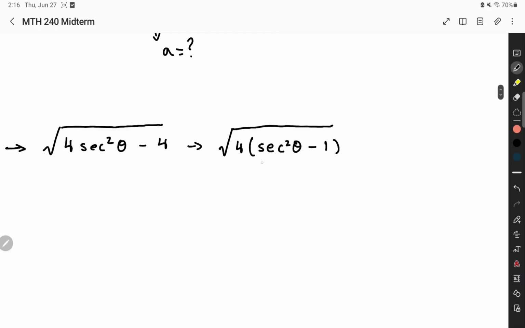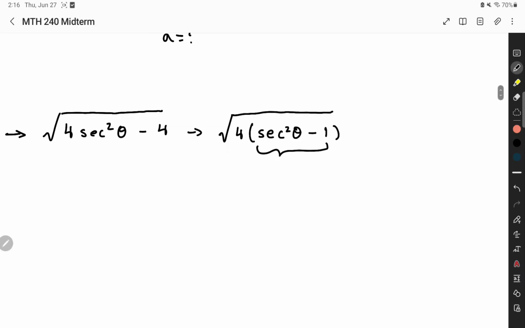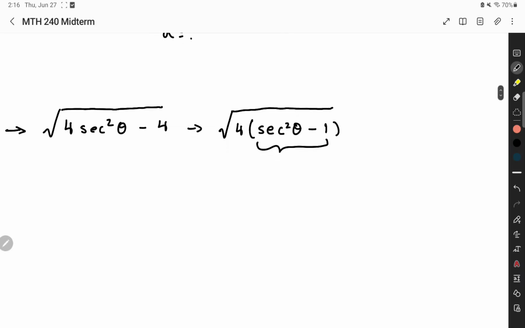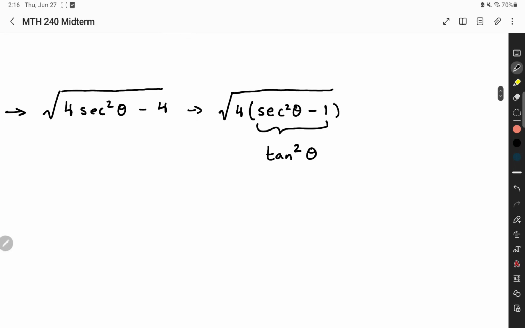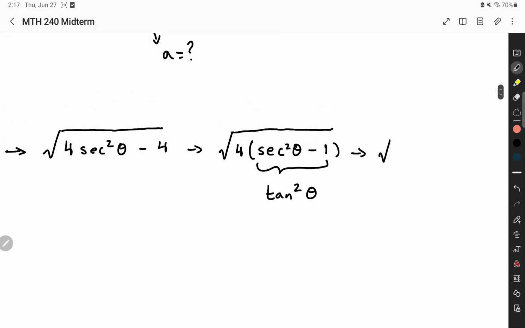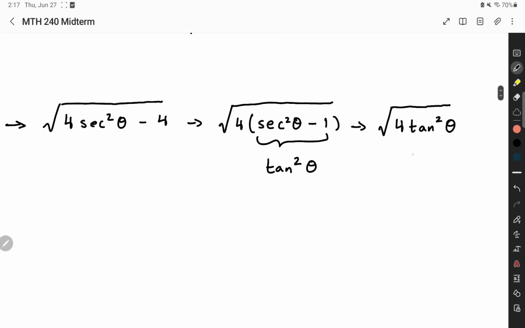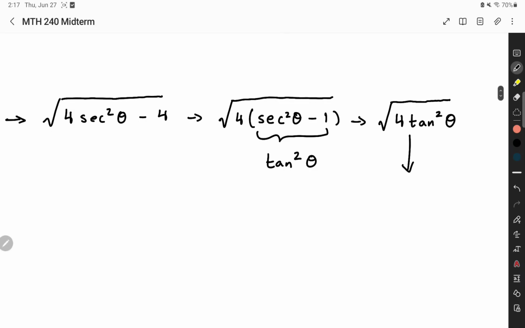And what do we know? Secant squared theta minus 1, that is one of our identities. That equals tan squared theta. So we can rewrite this then as the square root of 4 tan squared theta. And we then know that if we now take the square root, the square root of 4 is 2, and the square root of tan squared theta is just tan theta. So we're left with 2 tan theta for that expression.